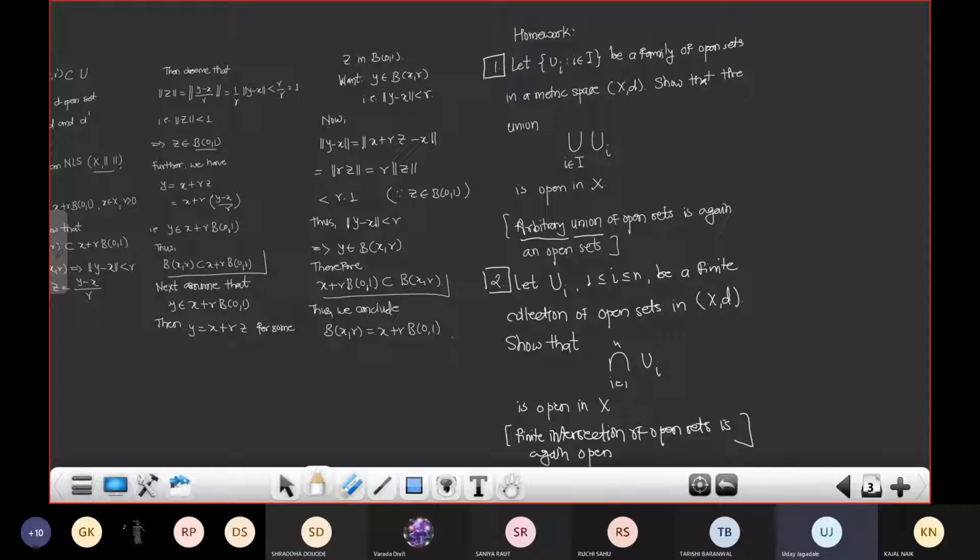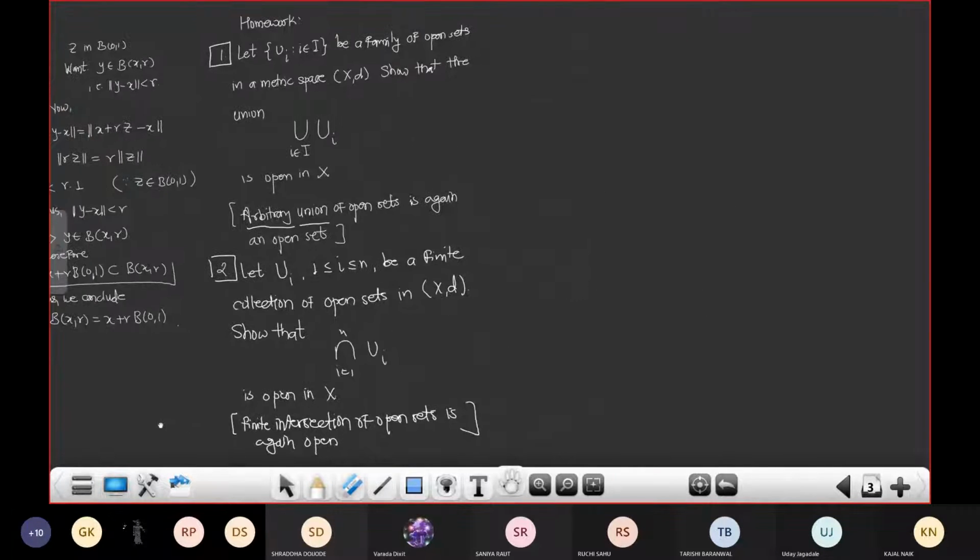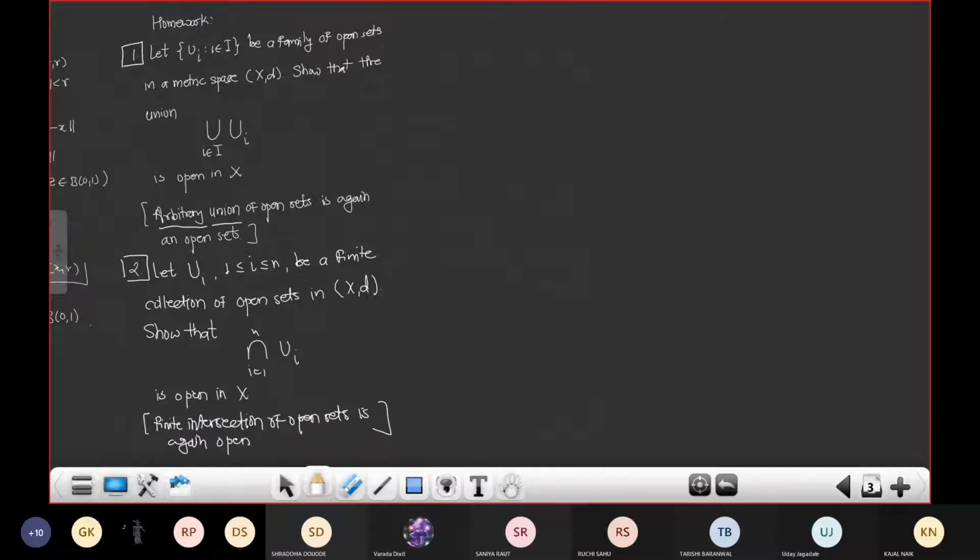So before I go on, I want to give you the definition of a topology. So let me give a definition of topology. Very important definition of topology. It says, let X be a non-empty set.